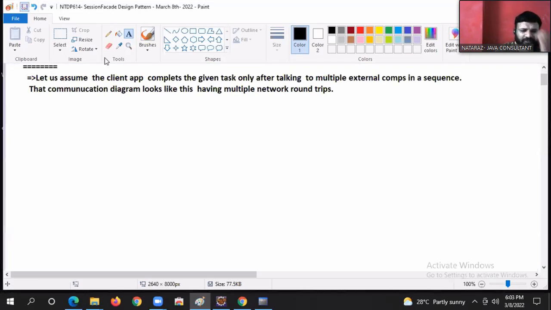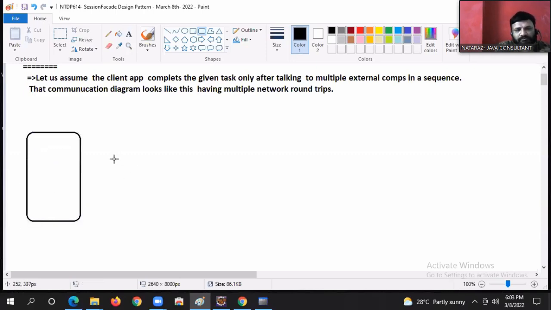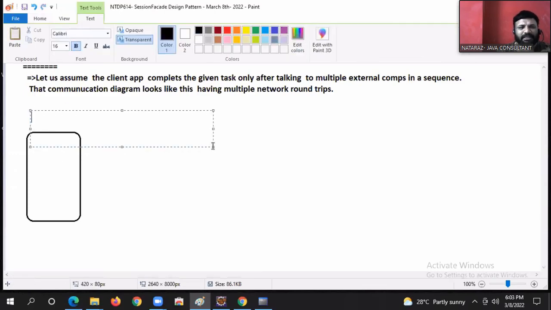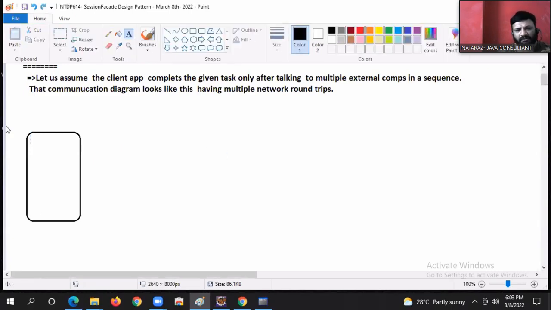Okay. Let's have a look at this, guys. Now let's see. This is our client application's business delegate component.